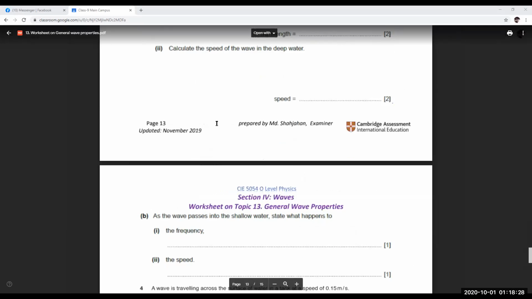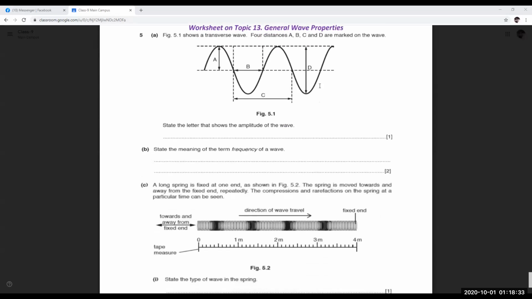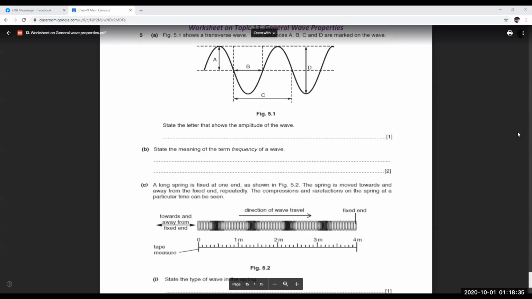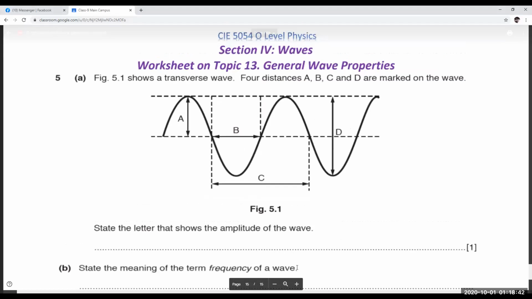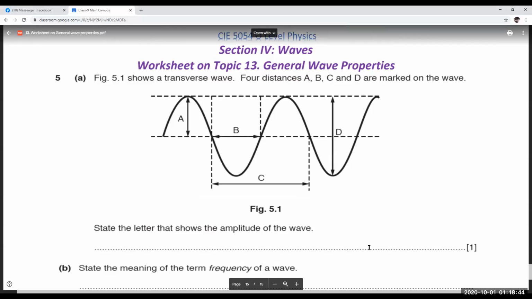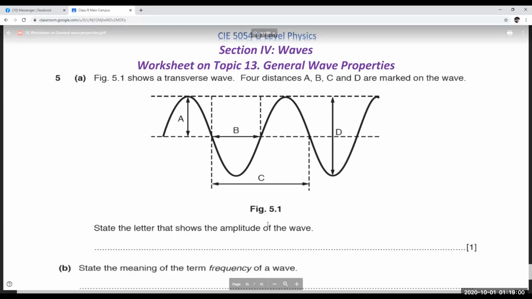Go to question number 5, please. Yes, sir. Make it bigger. Can you read 5A? Figure 5.1 shows a transverse wave where distances A, B, C, and D are marked on the wave. State the letter that shows the amplitude of the wave.